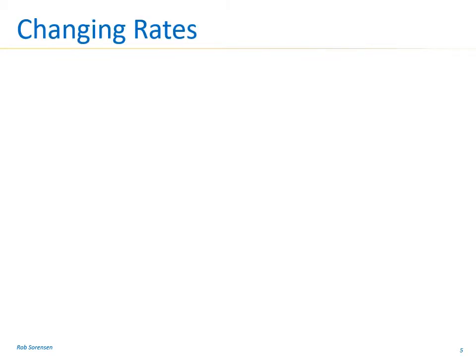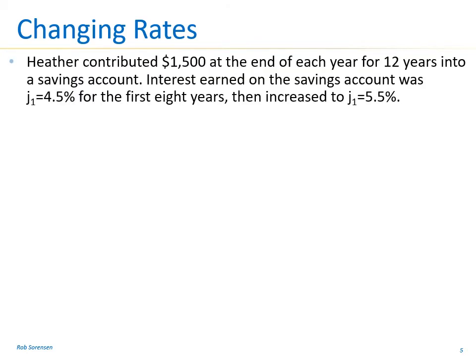All right, let's have a look at another example. This time I want to deal with a situation where the rate changes on us partway through the term of our annuity. How can we deal with that? Well, Heather's contributed $1,500 at the end of each year for 12 years into a savings account. But partway along, the rate changed from 4.5%, which was in effect for the first 8 years, up to 5.5% for the remaining time.